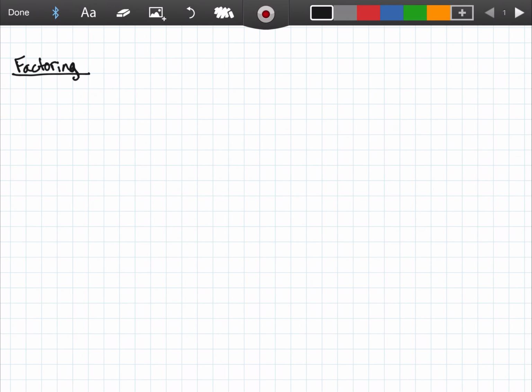Back to factoring before we were so rudely interrupted by the Apple Pencil issues. Let's look at another example of a does not equal 1. So let's look at 9x cubed minus 56x squared plus 12x.